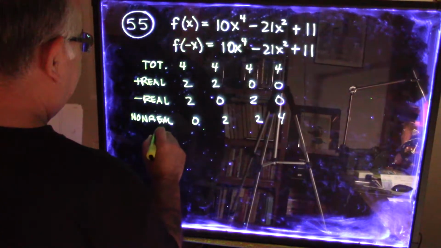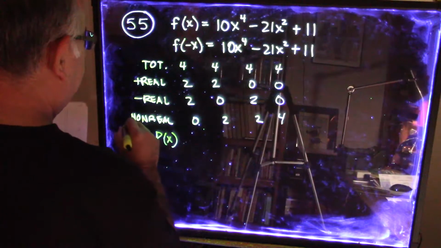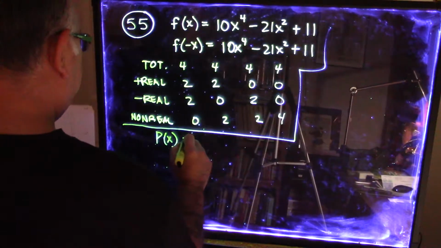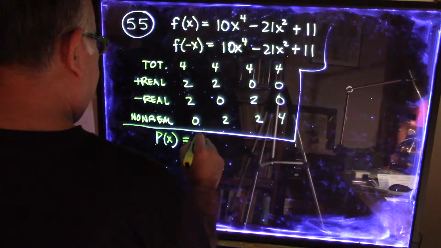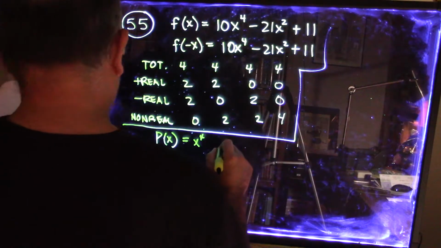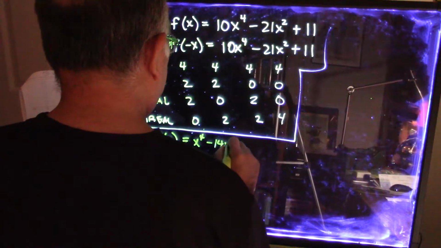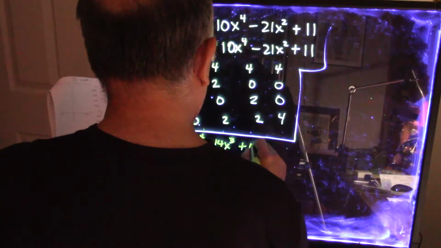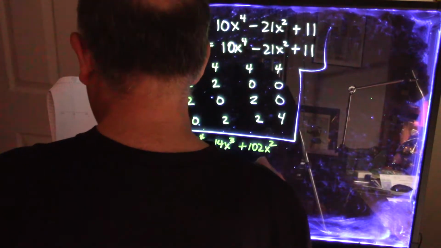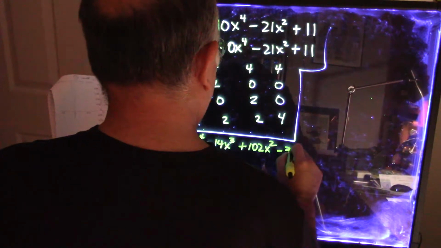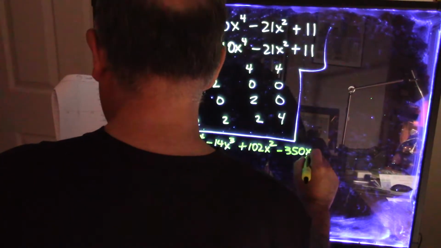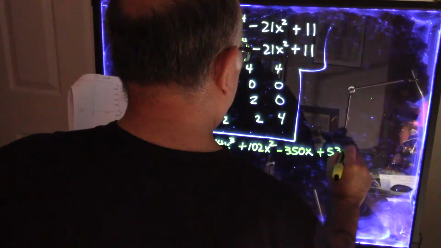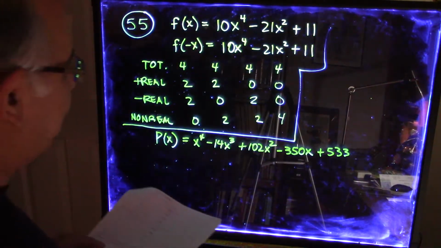So here's, call it P of x. I'll just draw a line here, say, okay, this is not part of it. Let's see, we got x to the 4th minus 14x cubed plus 102x squared minus 350x plus 533. This is not in your book, by the way. This is something I came up with.